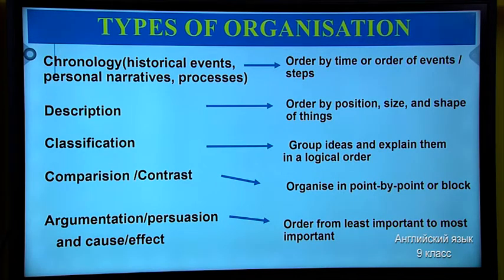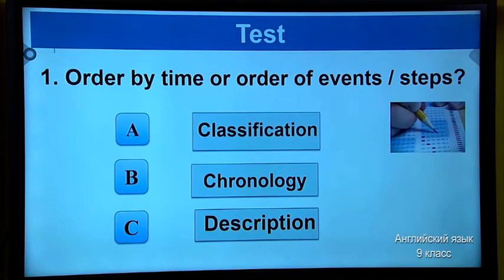Dear pupils, I hope you understood. And did you copy out this one? Yeah, great. So let's move to another task. Here is a test. How did you understand your writing? First one, order by time or order of events, steps. What does it mean? Classification, chronology, description. Which one is correct? Okay, well done. It is B.